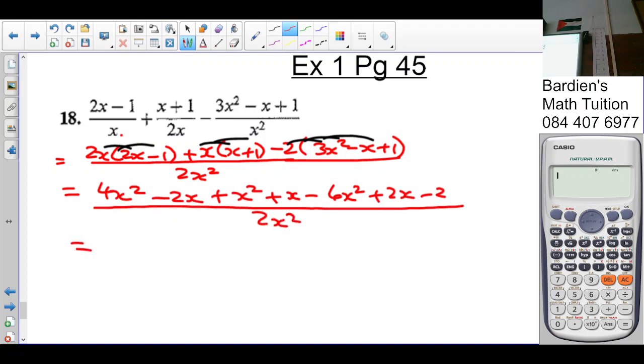Right, so what do we do now? So 4x squared plus x squared is 5x squared. 5x squared minus 6x squared is negative x squared. Then 2x squared. That's right, minus 2x plus x is minus x. Minus x plus 2x, x, minus 2.